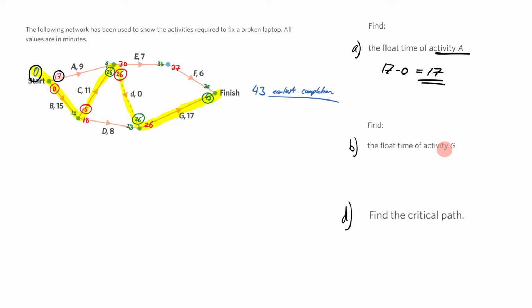Find the float time of activity G. All right, where's the float time? Where's G? Here's G. So if I want to find the float time of activity G, what I'm simply going to do is I'm going to go, all right, what is 26 minus 26? It will be 26 minus 26 is equal to 0. And then finally it says find the critical path. And we know that this is going to be B, then C. So B, then C, then... Now we don't include the dummy edge. So B, then C, then G. And that's it. That's how we answer this question.